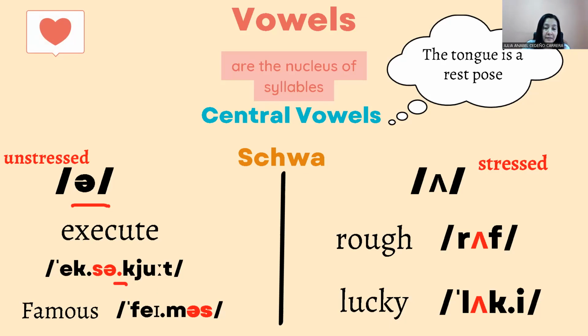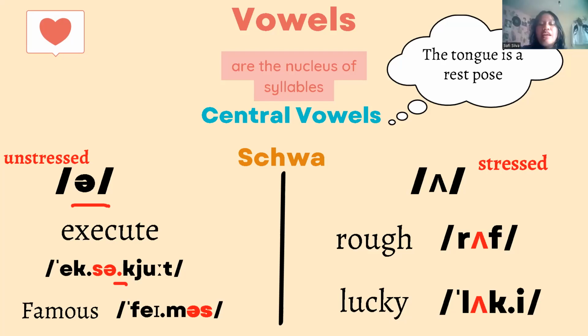Execute. Repeat. Execute. The E is a schwa. It means oh, it could be execute, right? Execute. Between O and E, right? Execute. Okay, teacher. Execute.